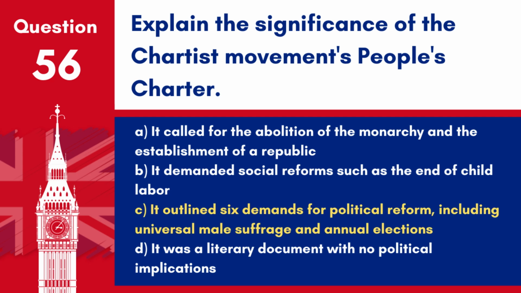Answer C. It outlined 6 demands for political reform, including universal male suffrage and annual elections. The People's Charter, drafted by the Chartist movement in 1838, was significant for articulating clear demands for democratic reforms in Britain, including universal male suffrage, secret ballots, and the abolition of property qualifications for MPs.